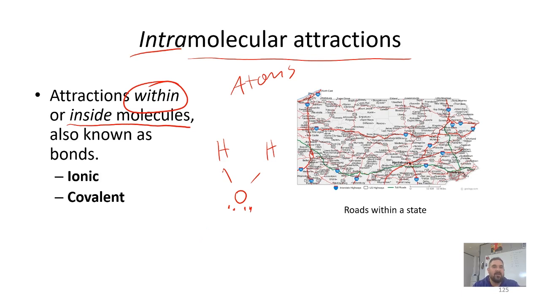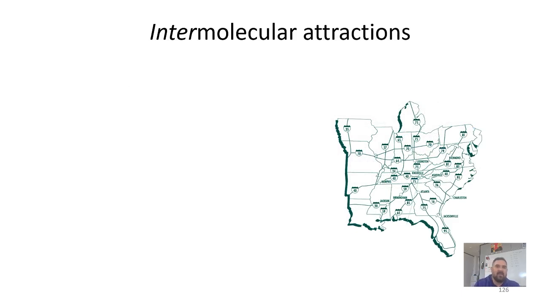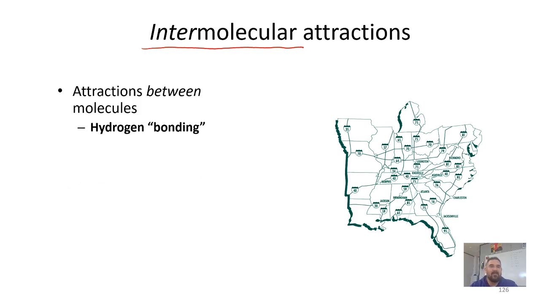Now, when we talk about the attractions between separate molecules, that's going to be something else. The last type of intra is metallic, but we're not going to go over that one today. We're going to skip it for now, and we'll come back to it. Today's main focus is going to be over intermolecular attractions. So intermolecular attractions, these are going to happen between separate molecules.